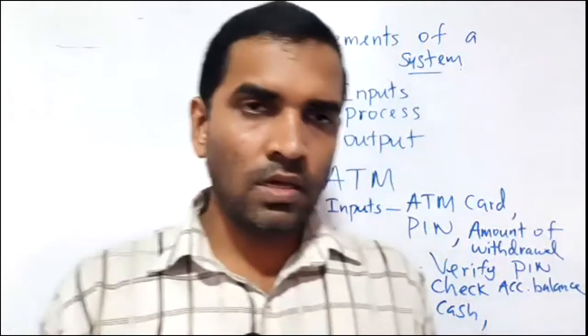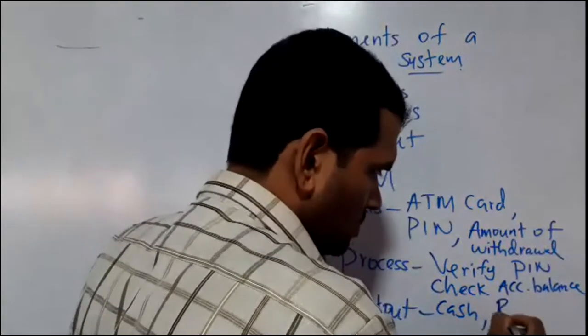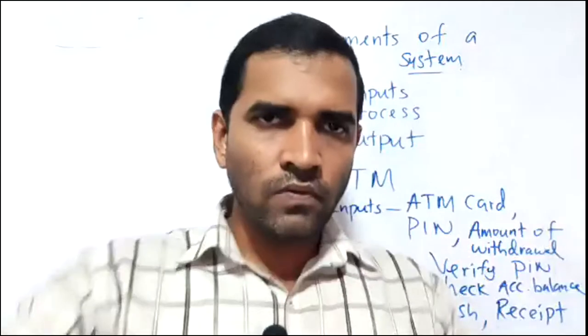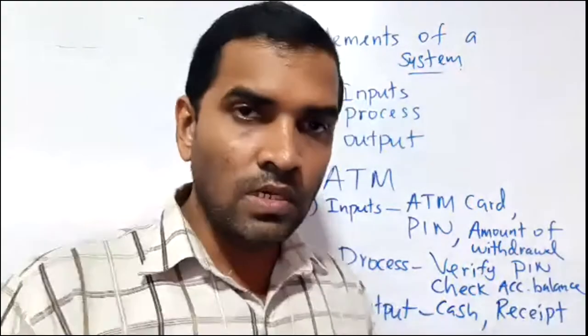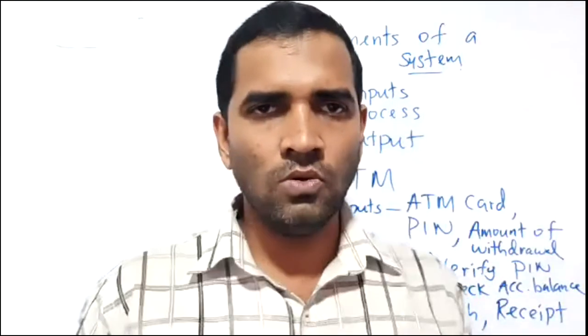We can also have a receipt from the ATM, which shows some details about our account balance and other things. So that is also an output, the receipt. Even the ATM screen shows some information about the current status of the account. After withdrawing the money, you can see some information on the screen. Rather than showing it on the receipt, it also shows something on the screen. That is also one of the outputs. So definitely it is a system because it has input, process, output.